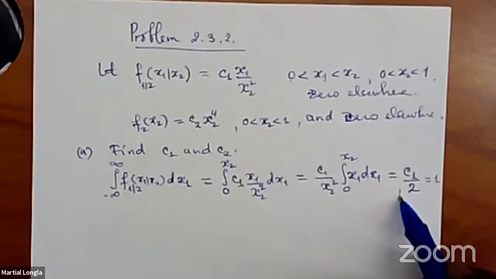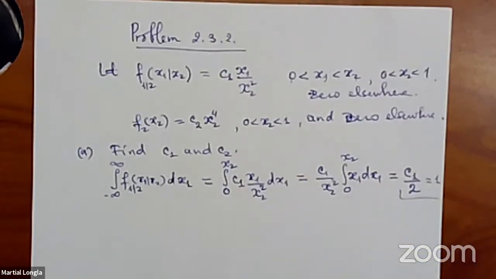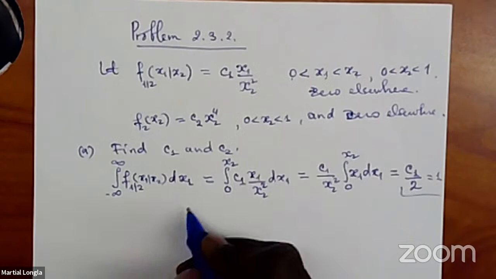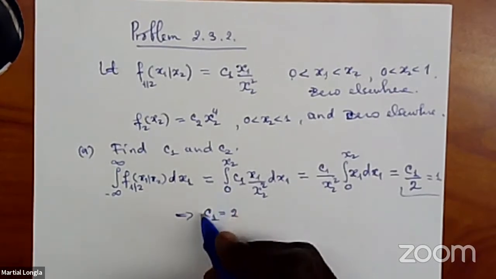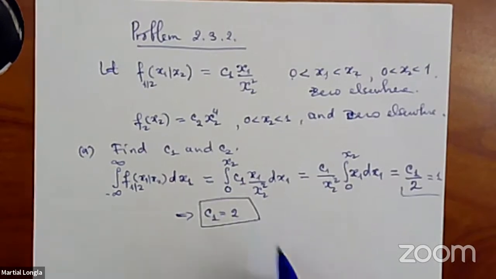Obviously, we got an answer that doesn't depend on x2. So if you're answering this question for a different distribution and you find that your c depends on x2, you need to check the interval you integrated over. You did something wrong, because the answer must not depend on x2. And that leads to c1 equals 2. So you know c1.